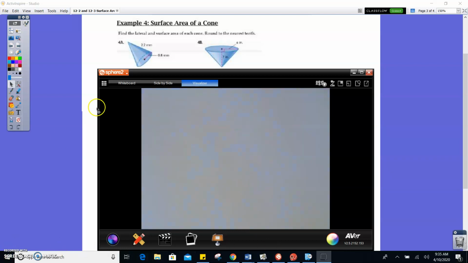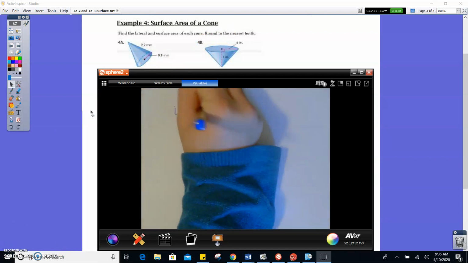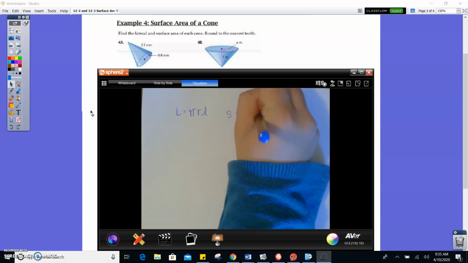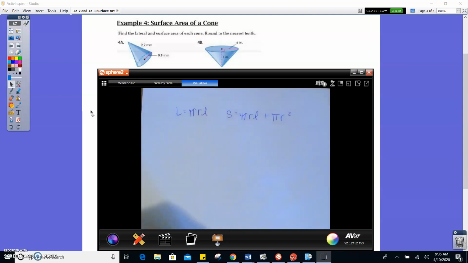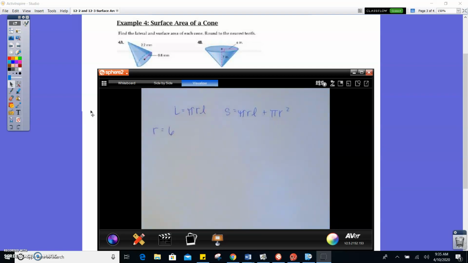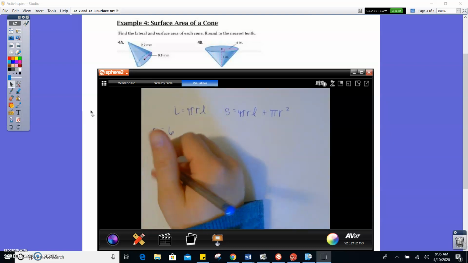All right, now we're going to take a look at 4b. So for 4b, again, we're finding lateral and total. So lateral is pi radius times lateral slant height, and total is pi radius lateral slant height plus that area of the base, which is pi r squared. So using my image, I automatically see that my radius is 6 inches, but I notice they did not give me my lateral slant height. They did, however, give me the height of that cone.